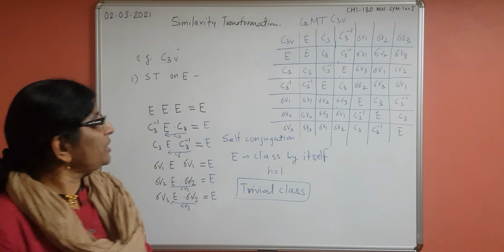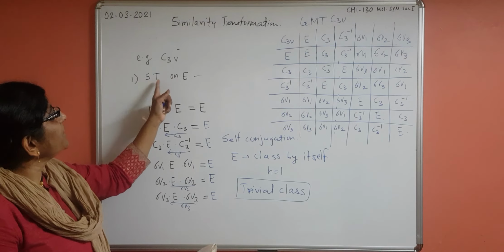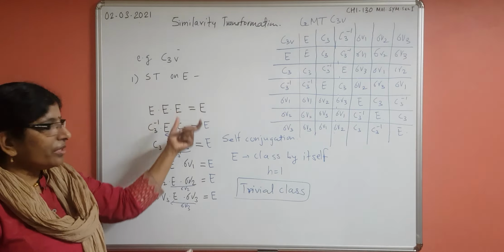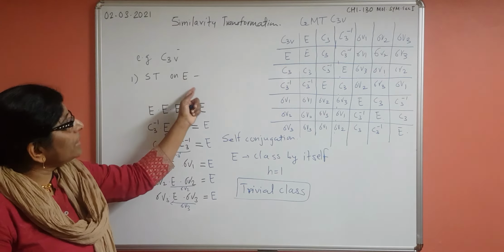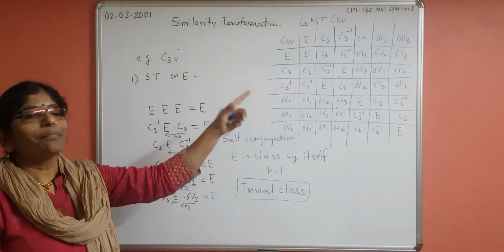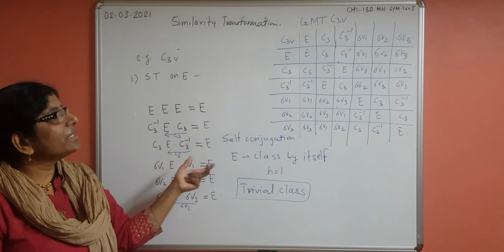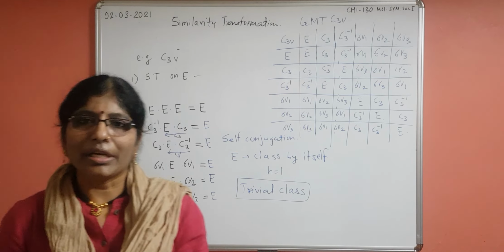Now similarly, we know how to write equations. Now go for second, similarity transformation on C3. We have done the equations and get the answer from the group multiplication table. Then go for C3 inverse, sigma V1, sigma V2, sigma V3. For all equations, you have to get the answer from the group multiplication table. I will do that in the next video. Thank you for today.